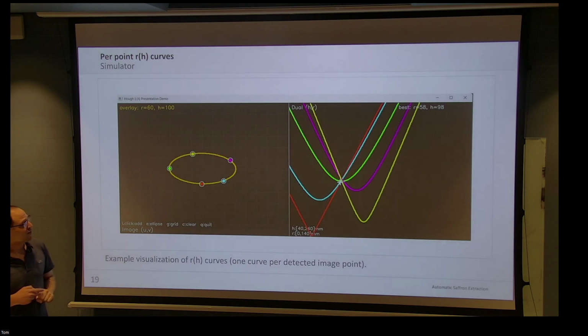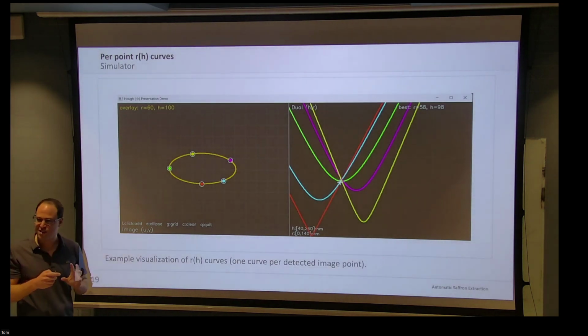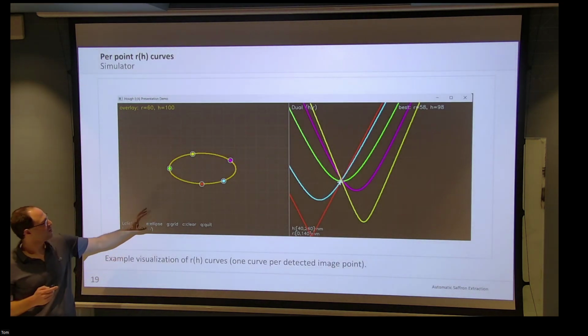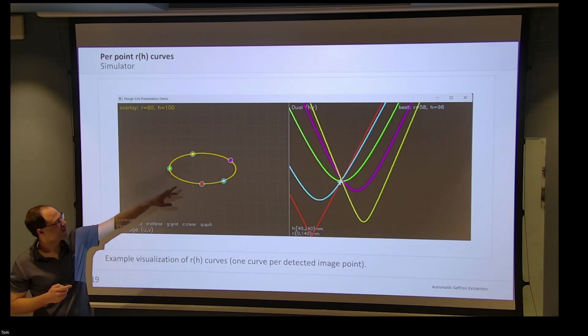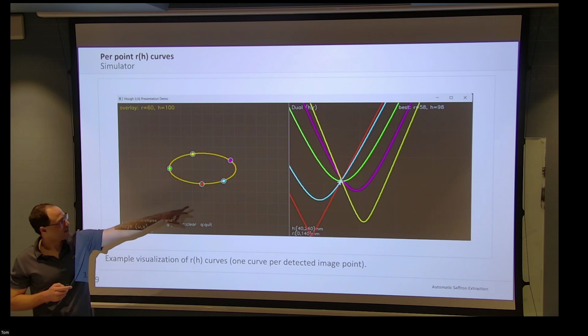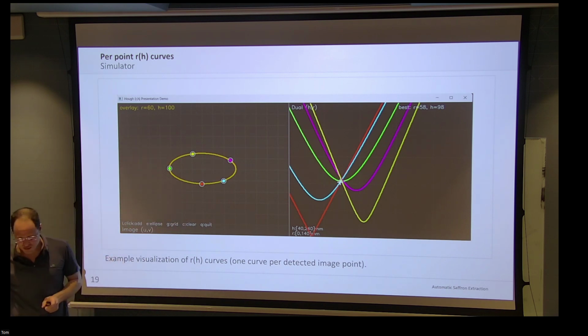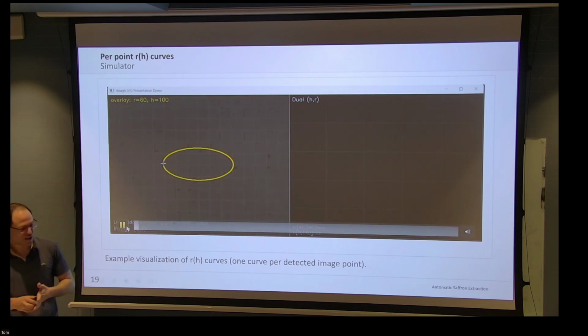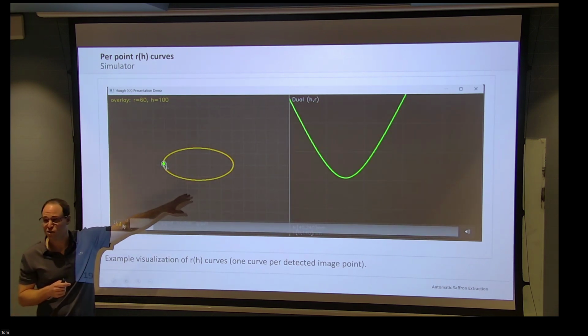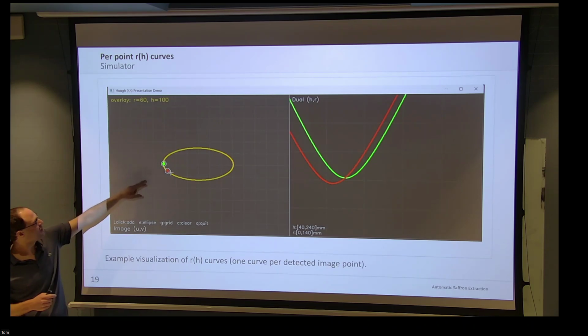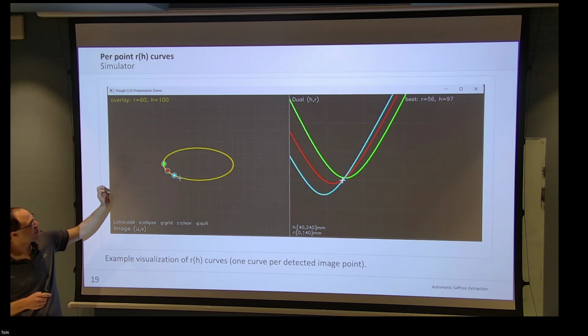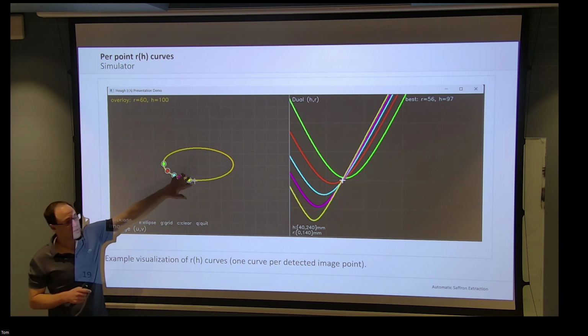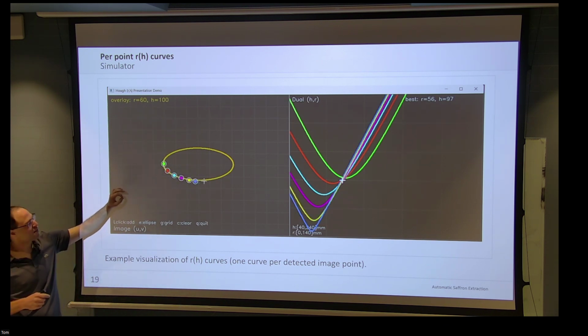Here I do a simple example with fewer curves. Each point represents a function in the Hough space, and together they intersect in one point. I have a video that shows which curve belongs to which part of the ellipse. Each time I click on the ellipse, which we don't know, we just try to estimate it, and then we draw.